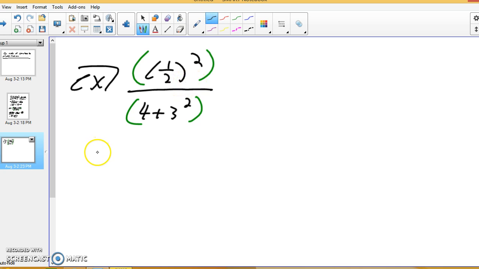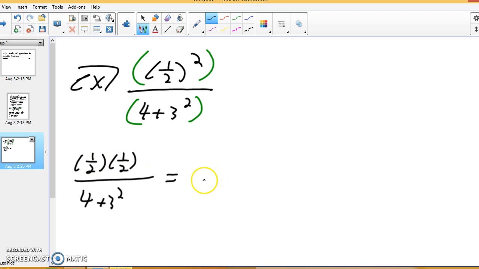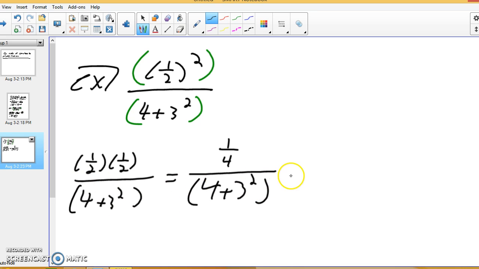So I'm going to leave the bottom the same, 4 plus 3 squared, and we have a 1/2 squared. Well, that's the same as saying 1/2 multiplied by 1/2. Well, we can just treat that as multiplying fractions, so 1 times 1 is 1, all over 4. Okay, so now we've solved the top. Now we're going to solve the bottom.